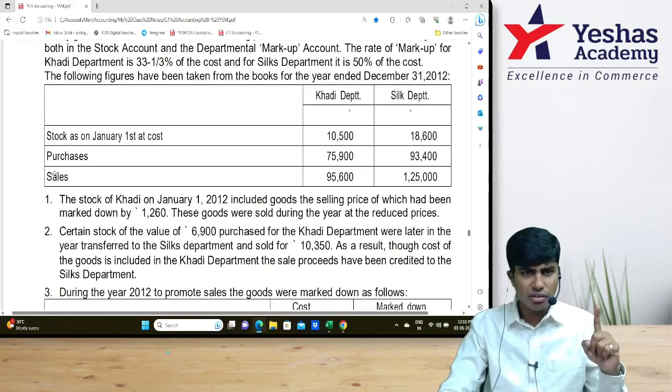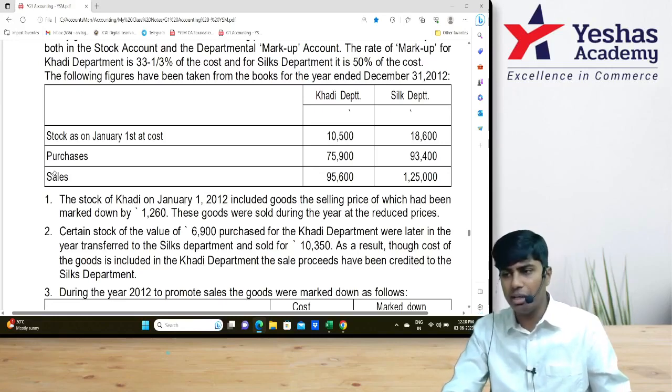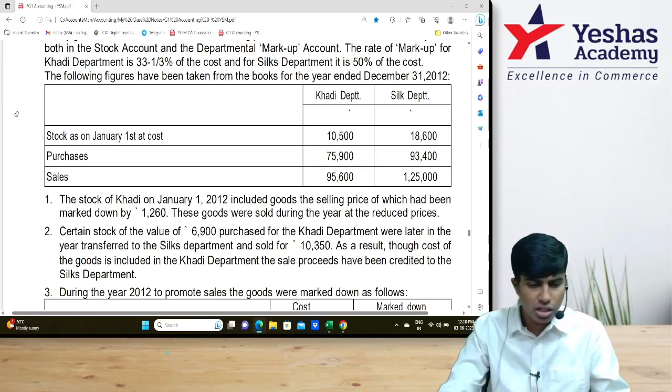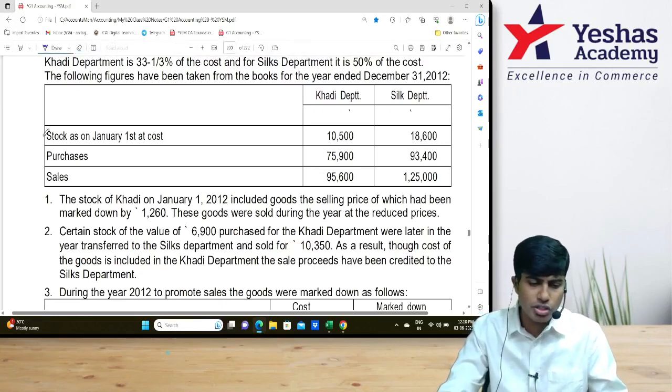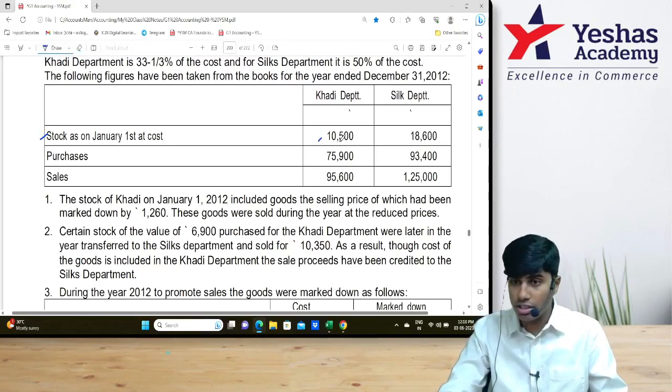We'll finish one, shall we? We'll finish the khadi department first because khadi is given first. So khadi, how much is the stock at khadi? Opening stock. This is at cost. What is the profit percentage?